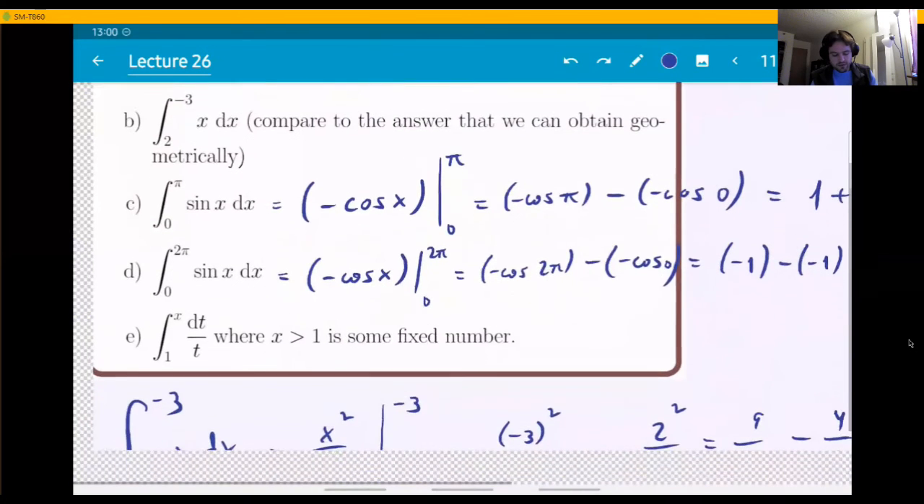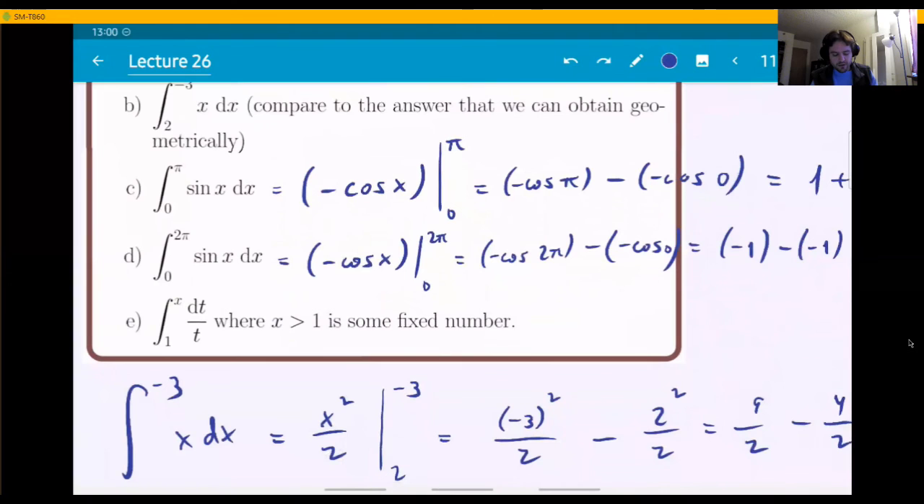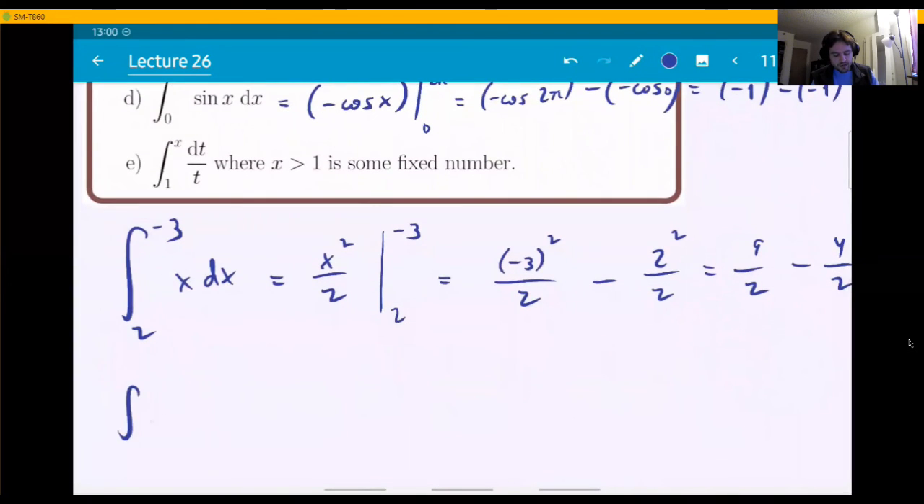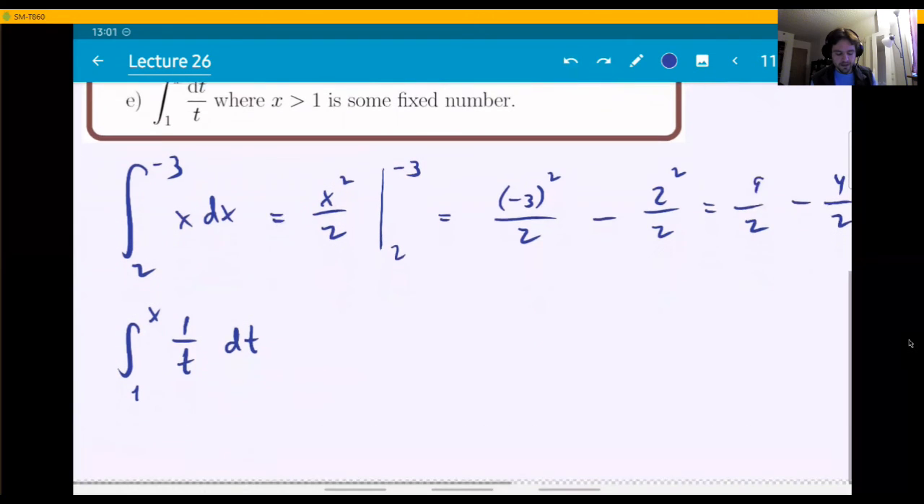And last one, I'm going to do this down here for space. I'm using this notation where the dt was part of the fraction. Remember that this just means 1 over t times dt, where x is some fixed number. So we're basically talking about the area function of the 1 over t little f.